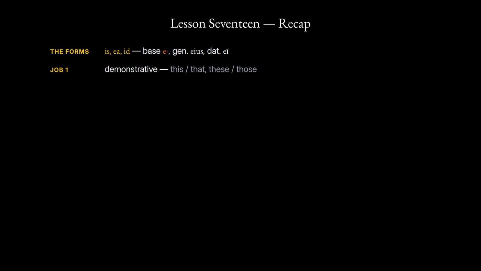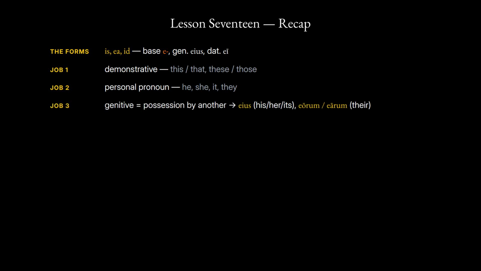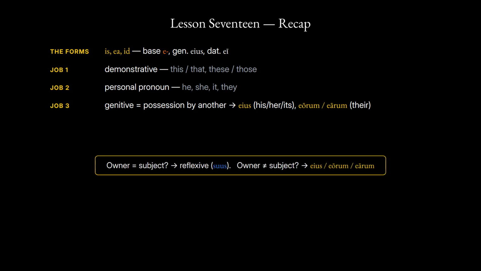Pull it together. The demonstrative is, here I does three jobs. As a demonstrative, it means this and that, these and those. As a personal pronoun, it means he, she, it, since Latin has no other word for them. And in the genitive, it expresses possession by someone other than the subject. His, her, its with the singular, their with the plural, choosing the masculine or feminine form to match the owner. Always ask, does the owner equal the subject? If yes, use the reflexive. If no, reach for this word. Next, we meet the relative pronoun.